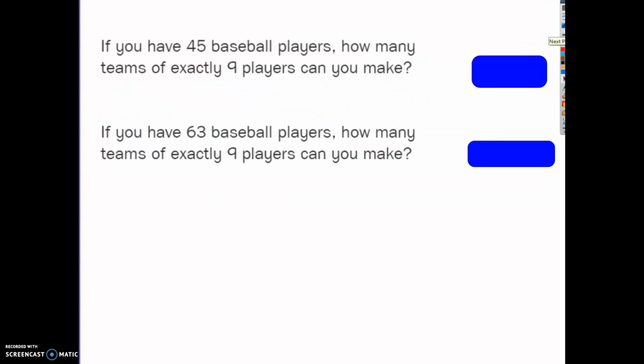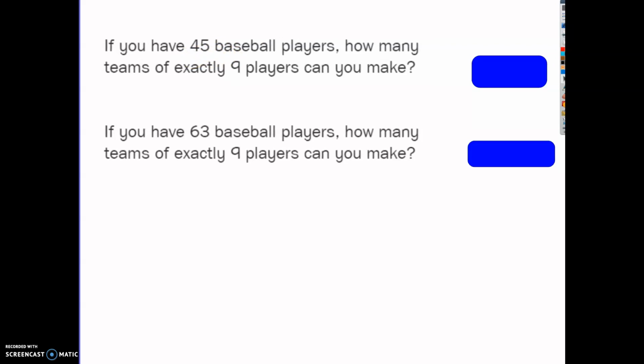Okay, here we go again. Now, if you have 45 baseball players, how many teams of exactly 9 players can you make? So you could do that same thing, okay? Make groups of 9 until you get to 45. And that's going to be your answer. Your number model should be 45 divided by 9 equals... You can go ahead and pause it until you have the answer, then come back.